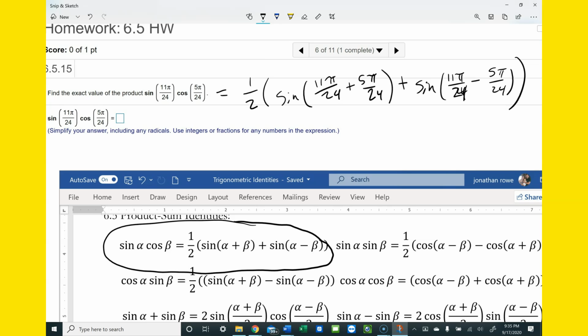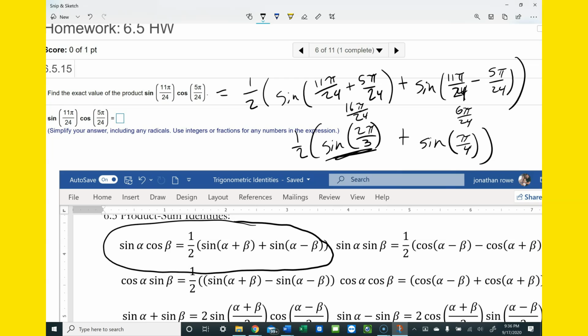So 11 plus 5 is 16. So that's 16 pi over 24, which reduces to, if we divide them both by 8, 2 pi over 3. That's one of our special angles, so that's great. 11 minus 5 is 6 pi over 24, which reduces to pi over 4, which is also one of our special angles. That's also great. So we have 1/2 sine of 2 pi over 3 plus sine of pi over 4.